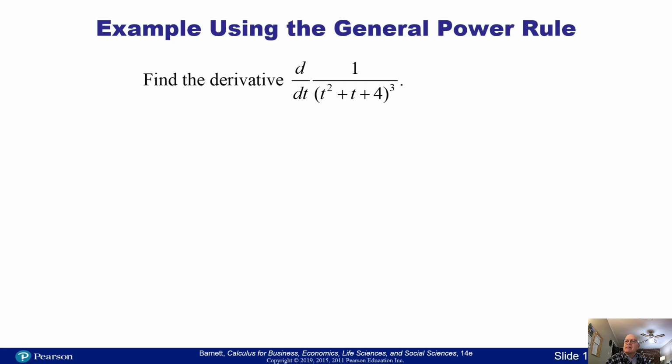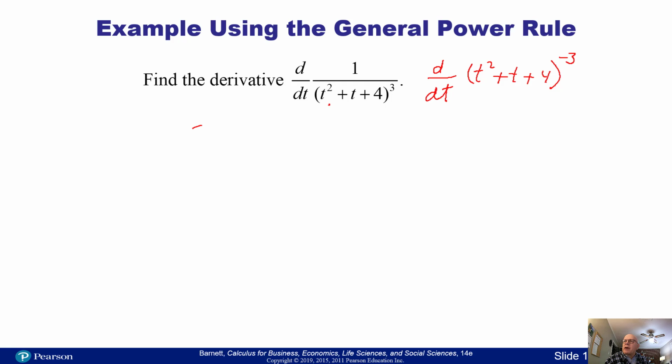Next one. Find the derivative of this. Remember, all this says is, it's the same thing as saying y equals this part right here, and then finding y prime. That's all it means. So if we do that, first of all, we might want to rewrite this thing. d/dt, that means we're going to take the derivative with respect to t, because t is our variable. Now, I'm going to rewrite this because it's not ready for the power rule yet. So t squared plus t plus 4 to the, got it? Minus 3 power.